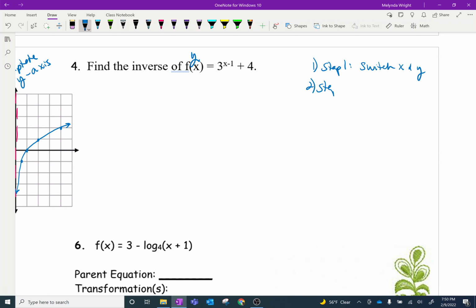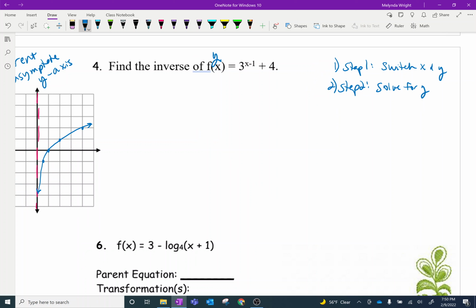Step 2, we solve for y. I mean, that's what we do. Okay, so let's do step 1. Let's switch the x and the y. So instead of writing y equals, we're going to write x equals. And instead of x minus 1, we're going to write y minus 1. Okay, great. We did step 1.